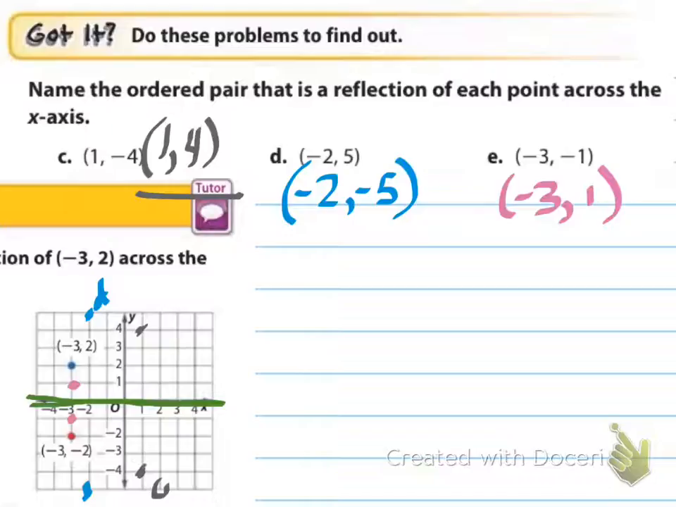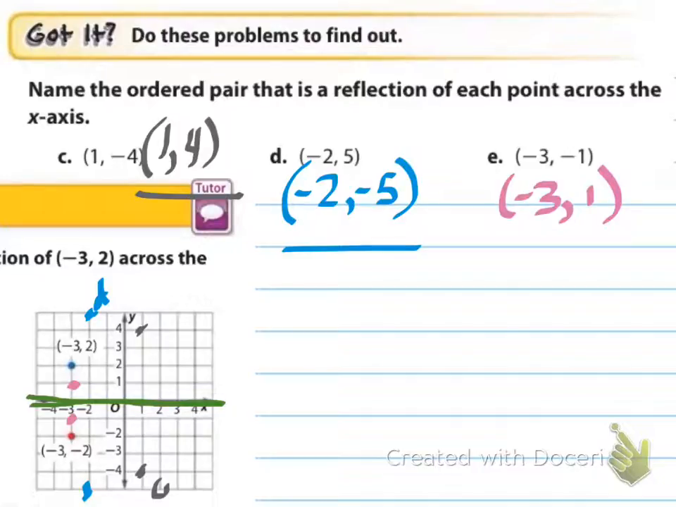For my D, I'm going to go to the left 2 and up to 5, and that marks my D to start. And then when I fold my binding across the green line, across my x-axis, I'm going over to the left 2, but down 5 this time. And so (-2, -5). And then last but not least, my (-3, -1) put me right here. And then the reflection would be -3, up 1, and so we've got (-3, 1).